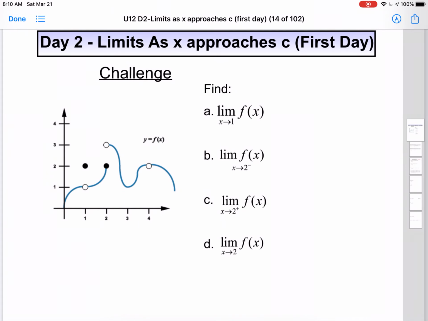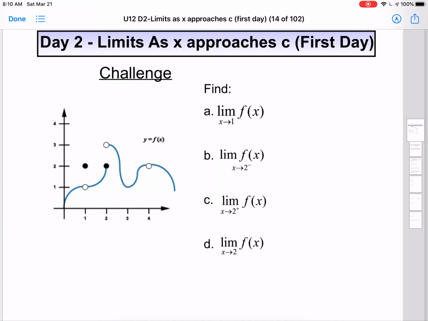Hi guys, all right, here we go, day 2, limits as x approaches c, the first day. So what we're going to do today is find the limit when we don't have a graph in front of us. I still can't believe I'm teaching you this. Not being in front of you is challenging for you, obviously, and for me as well. But we're going to do the best we can.